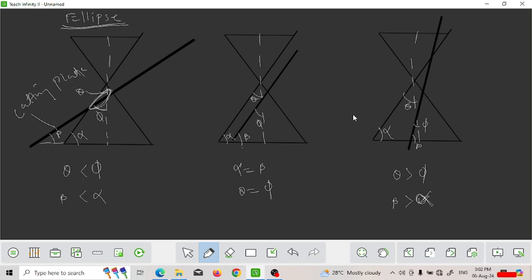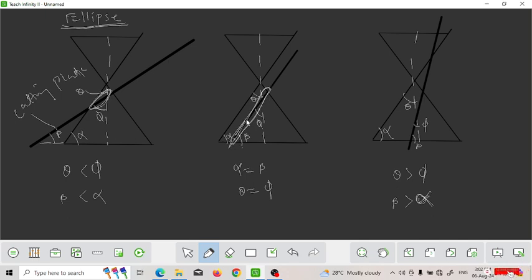Understand? Okay, now in this section, the cutting plane cuts the section. This is the 3D view.